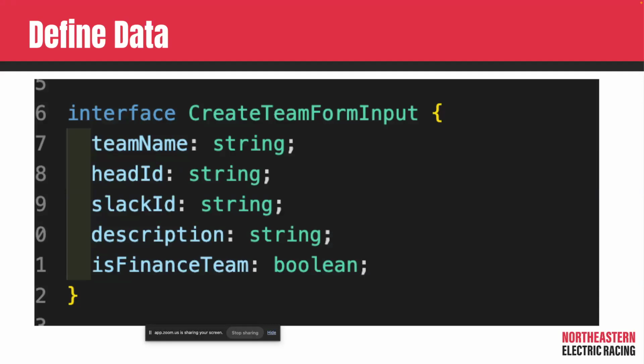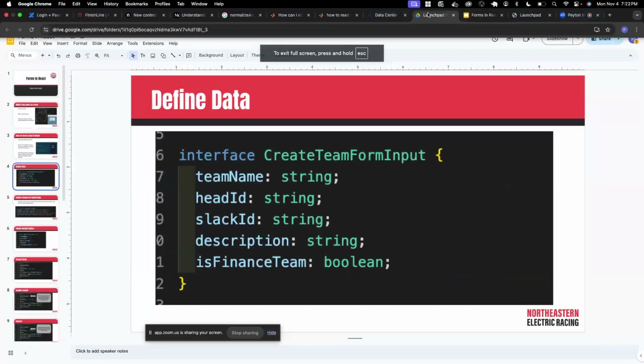Oh, I guess we're just talking about this. So you define what data is going to be taken in through an interface like this. If we go back to our first meeting, where we were talking about teams, you define an interface, create team form input, that has a team name, a head ID, a Slack ID, a description, and is finance team. This is actually an exact interface that we use in Finish Line right now. And I can show you. That might be cool to show.